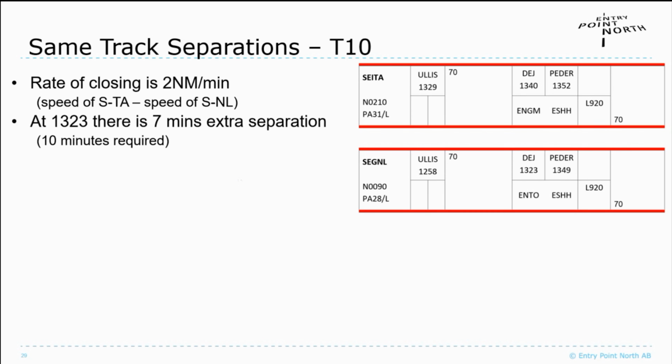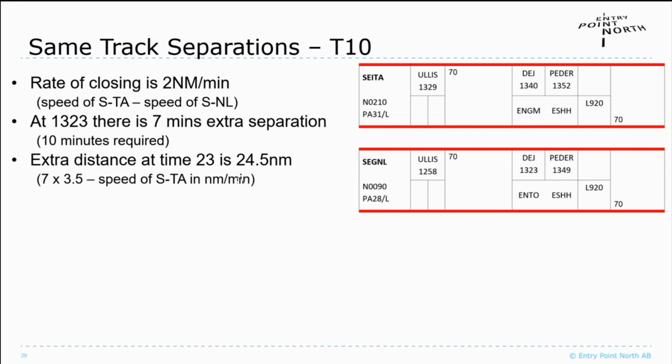At time 2-3, that is when Sierra November Lima is at Deya, we have 17 minutes between them, and that means that we have 7 minutes of actual extra separation because we only need 10 minutes between them. So the extra distance is that 7 minutes of extra time times the full speed of Sierra Tango Alpha. Again, Sierra Tango Alpha's speed is 210 knots. If you divide it by 60, that is 3.5 nautical miles per minute. So 7 times 3.5 is 24.5 nautical miles.